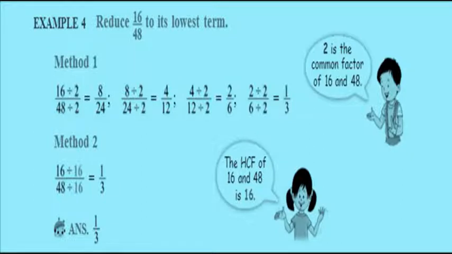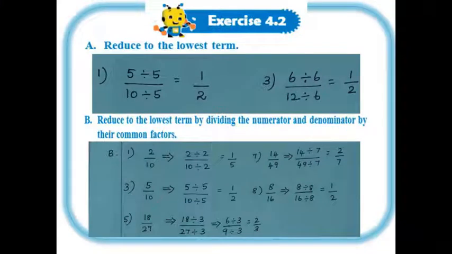So now you will divide the given fraction by the HCF. So 16 divided by 16 and 48 divided by 16 will give you 1 by 3 as the answer. Let us see few problems in exercise 4.2. First one, reduce to the lowest term.